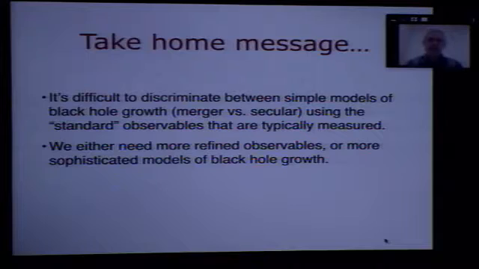So it's difficult to discriminate between simple models of black hole growth using standard observables. So I've just used a couple of observables. Maybe we can find other observables. We need to use more refined observables, perhaps, to find these differences. Or maybe we just need a more sophisticated model of black hole growth. Okay, so that's future work. But it's a question we can ask that we can go and use these models to explore.